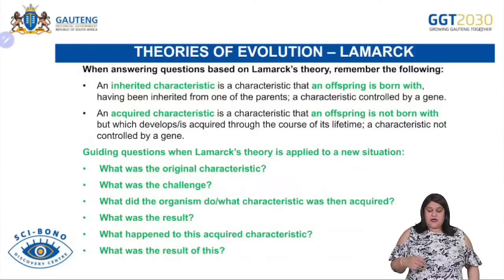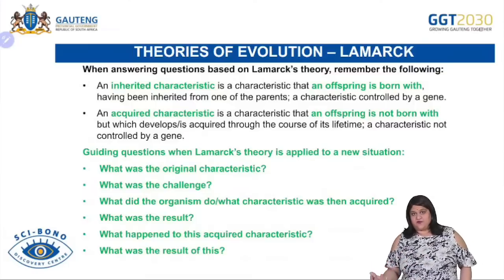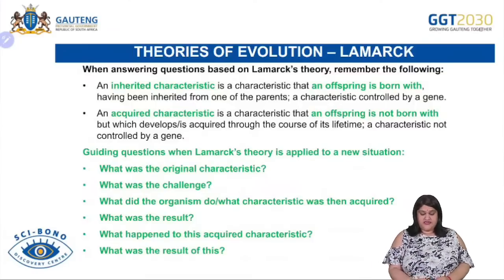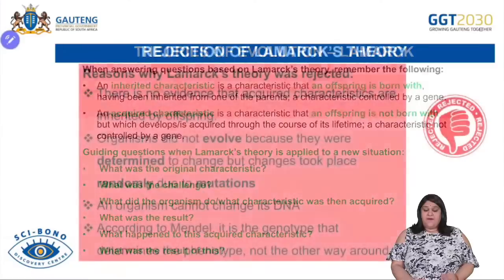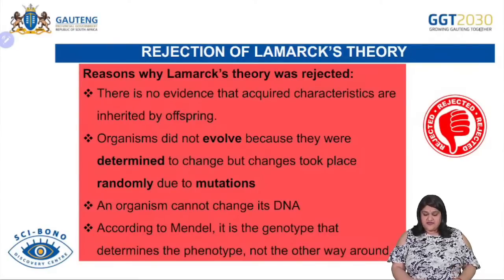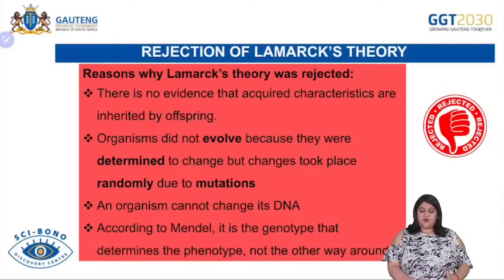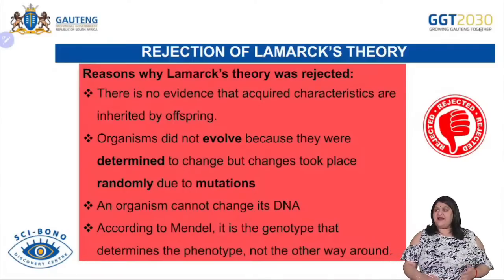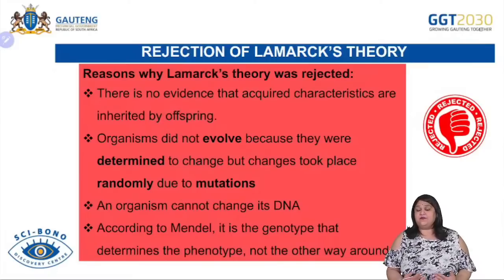Okay, so what happened to this acquired characteristic? They passed it down to their offspring. Okay, that is what Lamarck is basically saying. But you need to know that it was rejected. Okay, that his law was rejected, and you need to know why. The main reason, number one, is that there was no evidence that acquired characteristics are inherited by offspring. And basically, organisms do not evolve because they were determined to change, but changes take place due to random mutations.